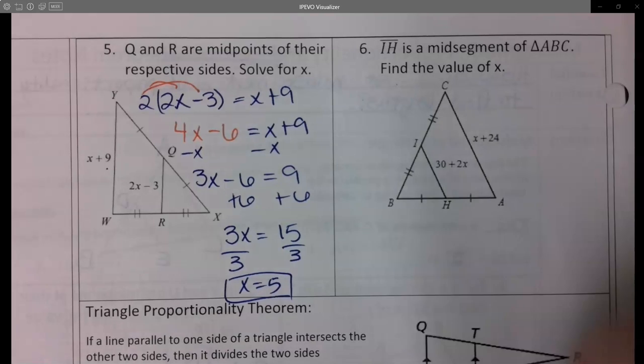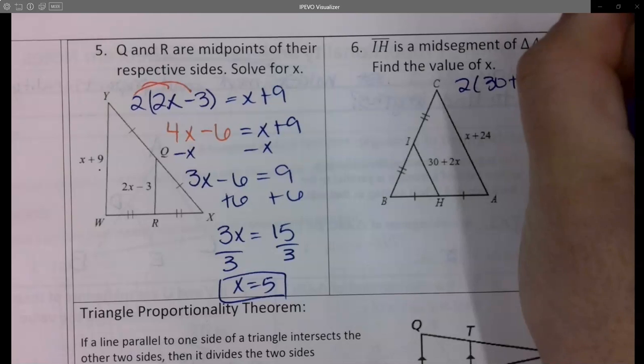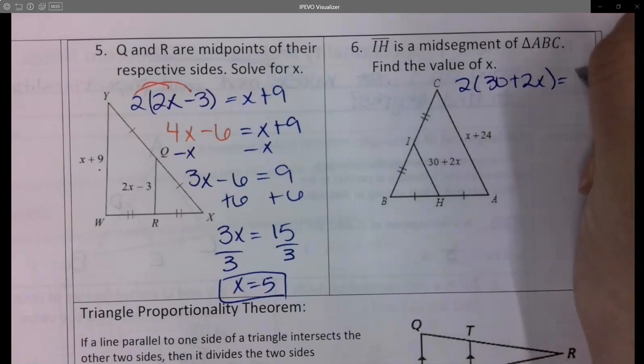Number 6 is the same idea. So I'm going to have 2 of the middle piece. So 2 times 30 plus 2x equals x plus 24.